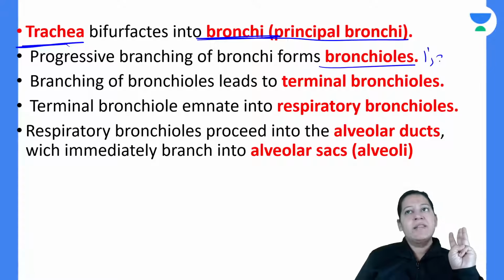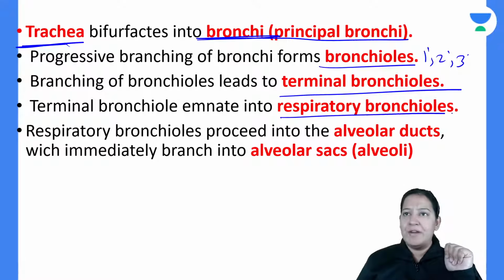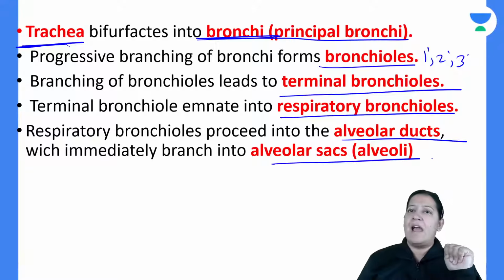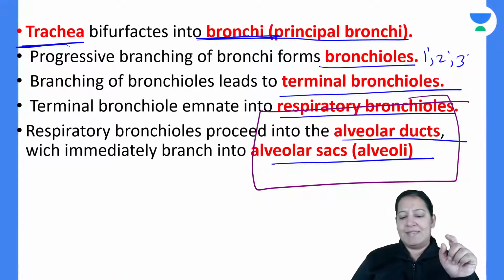First primary, then secondary, then tertiary. Tertiary bronchiole give rise to the last, terminal bronchiole. From the terminal bronchiole will come the respiratory bronchiole, then alveolar duct, then alveolar sac. These last three things together are known as acinus.